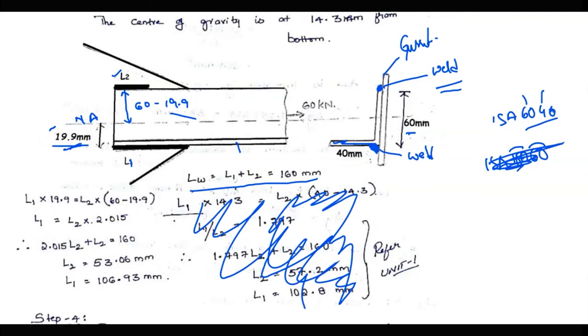So take the moment about this axis. L1 into 19.9 is the moment of weld L1 about this axis, right? And L2 into 60 minus 19.9 is the moment of this weld. So it has to be equal. Equate that and you get L1 equals L2 into 2.015. Substitute this value in this equation and you get L2 as 53.06, L1 as 106.93.